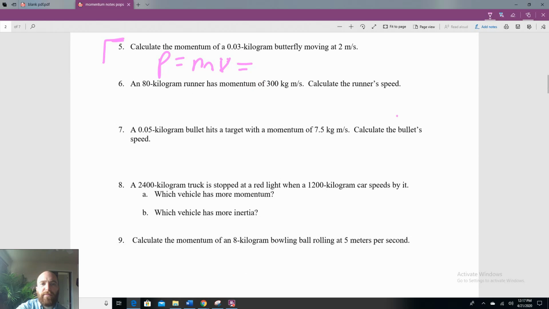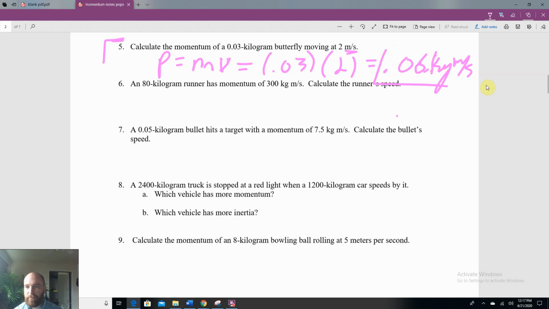Plugging in, the mass is 0.03 kilograms, so I'm going to go with 0.03 for that mass. 2 meters per second, that sounds like the unit for velocity, so I'm going to throw that in as v. 0.03 times 2 is 0.06 kilogram meter per second. Let's fix some of that, and then we're all good. 0.06 kilograms times meters per second. There we go. Cool.